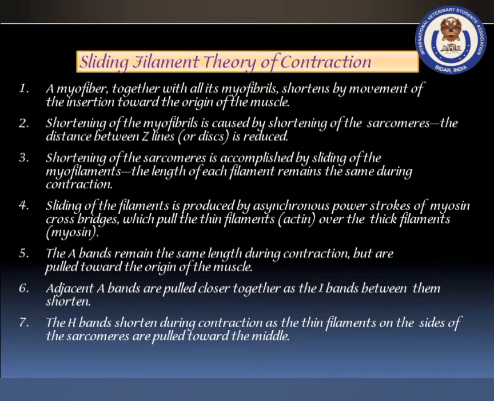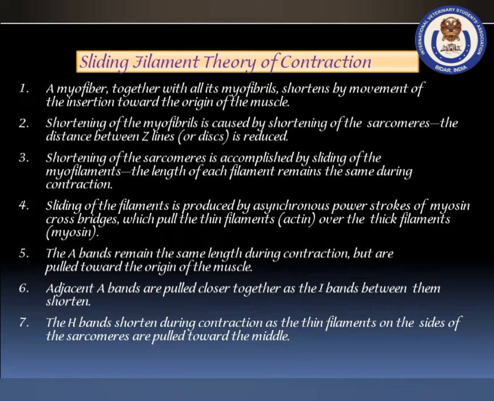Sarcomere reduces, myofibrils also reduce. Shortening of the sarcomere is accomplished by the sliding of the myofilaments. The length of each filament remains the same during contraction. The sliding of the filaments is produced by a synchronous power stroke of myosin cross bridges, which pull the thin filament actin over the thick filament myosin.